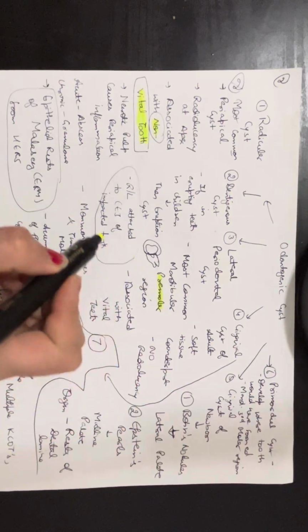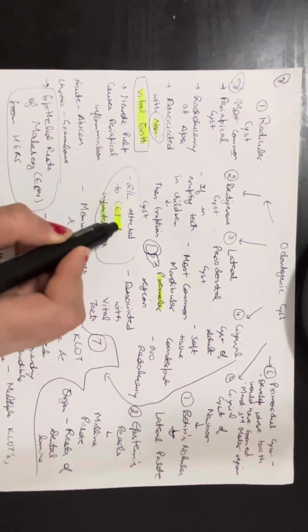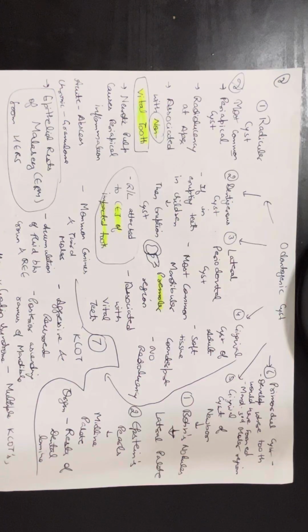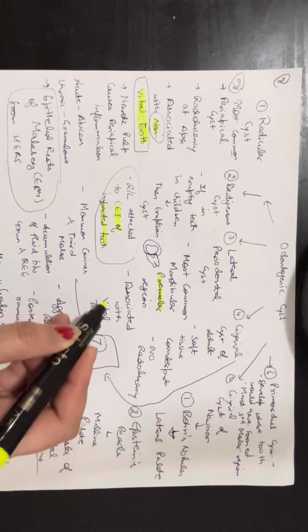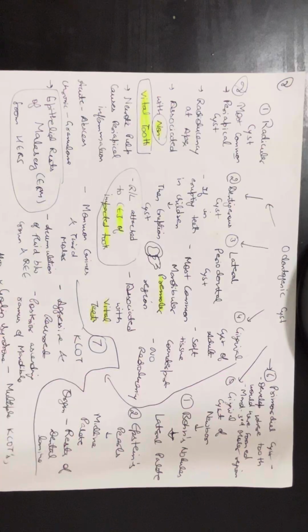I want you guys to remember all the locations where the cysts are seen. So mostly in the question they will give, okay, in the mandibular premolar region a cyst is there. And remember, it is associated with vital teeth. So you can differentiate between radicular cyst and lateral periodontal cyst because it is associated with vital teeth. And mostly radicular cyst is at the apex, so this is also another difference.